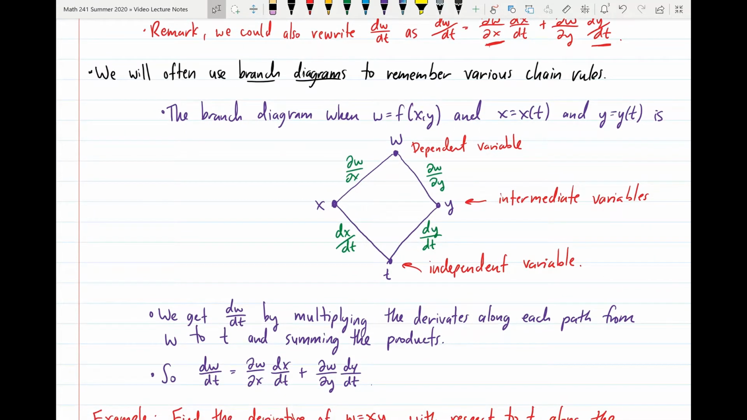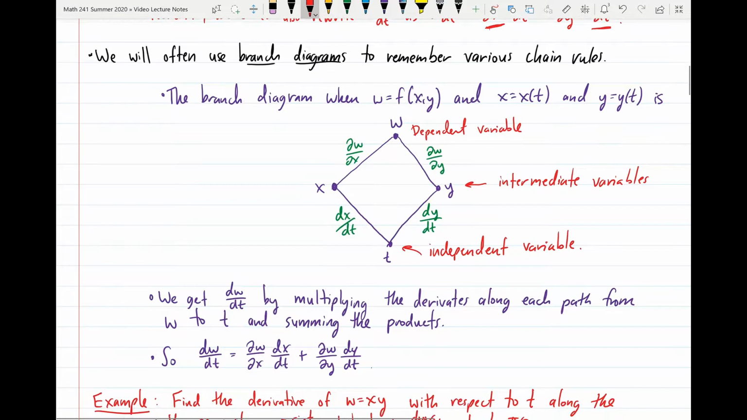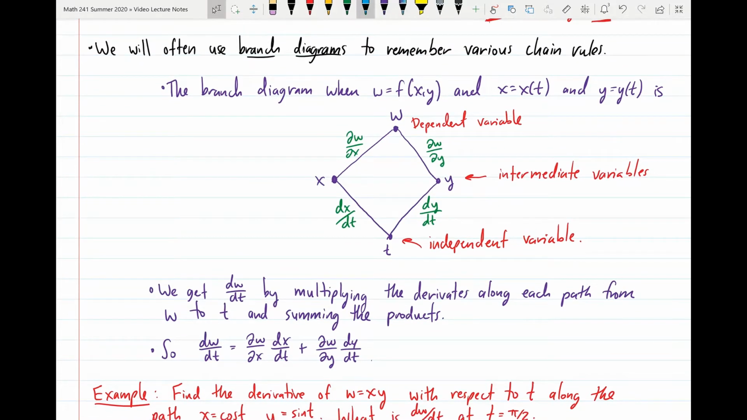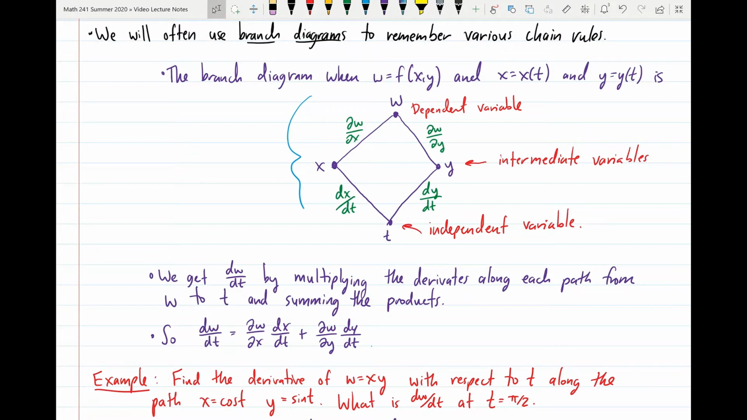So the branch diagram, when we have w is equal to f of x, y, so we have a function in two variables, and x and y are both given as functions of one variable t, is going to look like this diamond that I have drawn here. So we put our dependent variable at the top of the branch diagram, which is w. We put our intermediate variables at the middle of the branch diagram, and then we put our independent variable or independent variables, depending on how many we have, down at the bottom of the diagram.